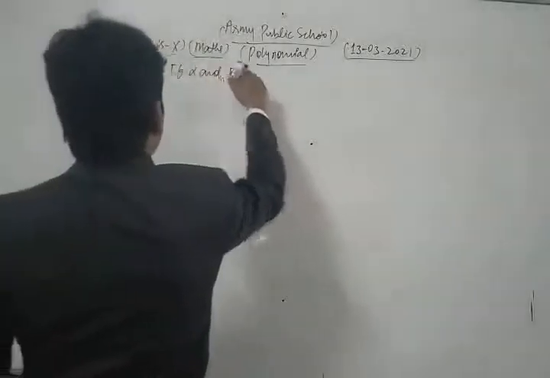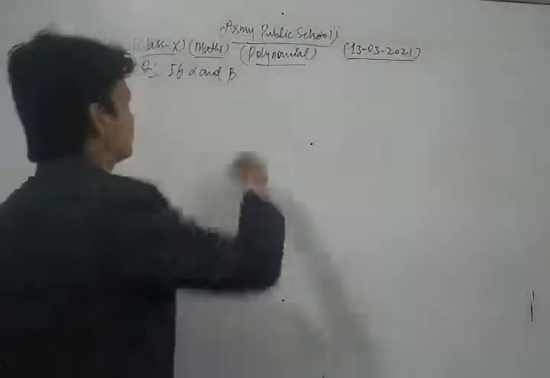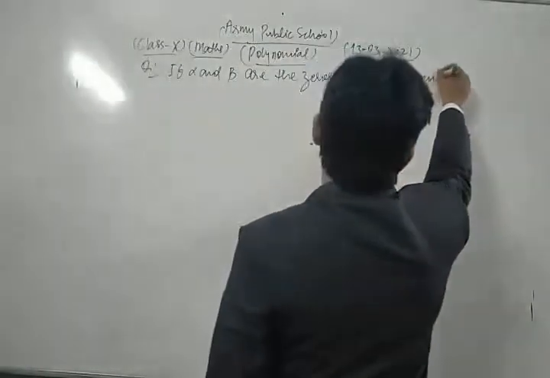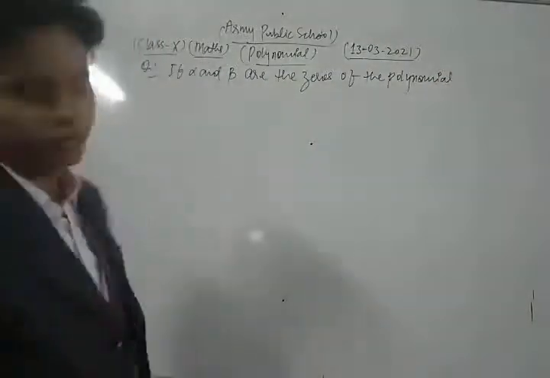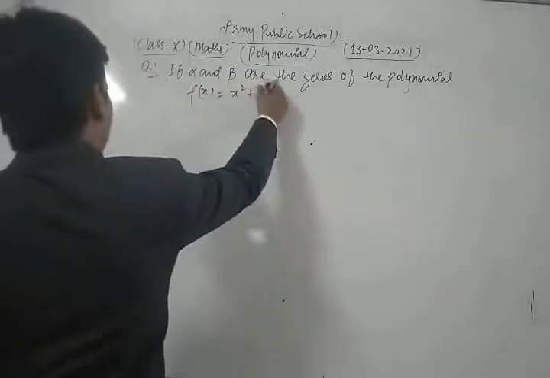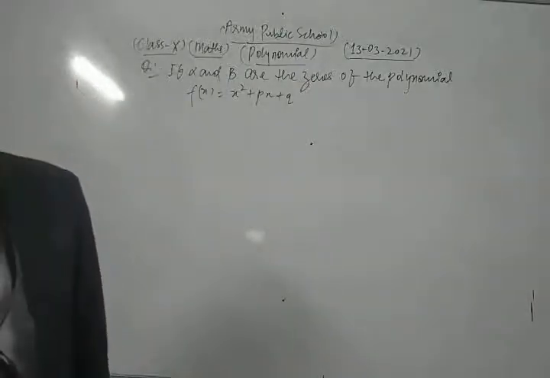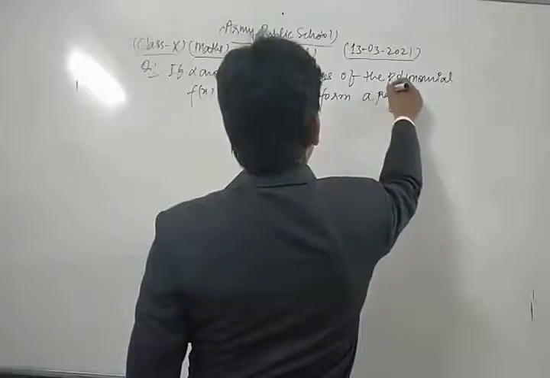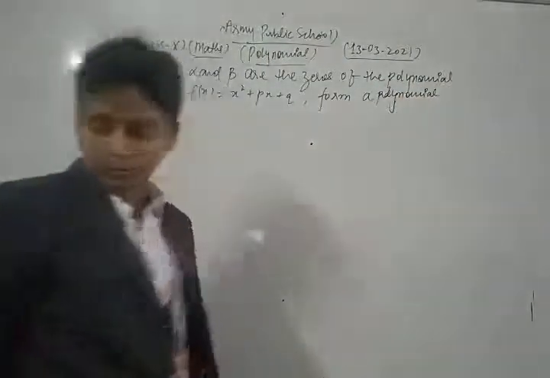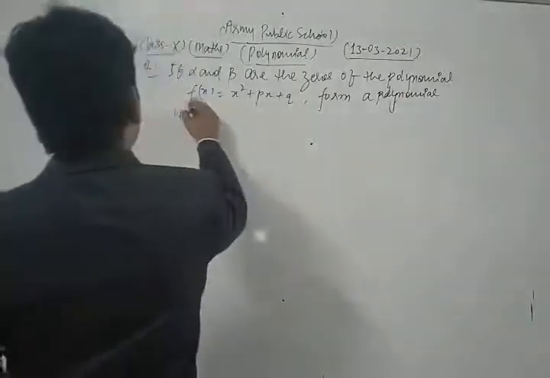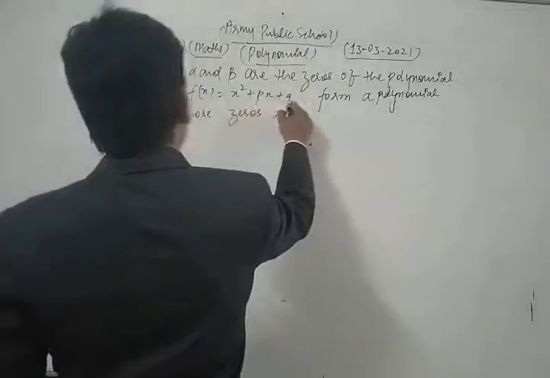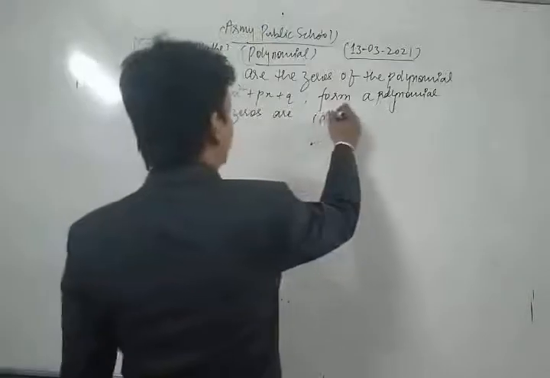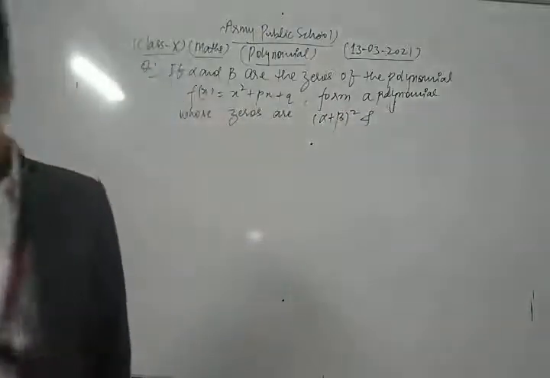If alpha and beta are the zeros of the polynomial f of x is equal to x square plus px plus q, form a polynomial whose zeros are alpha plus beta whole square and alpha minus beta whole square.